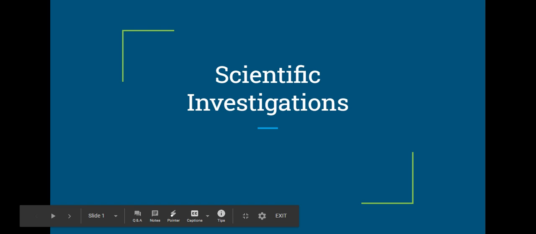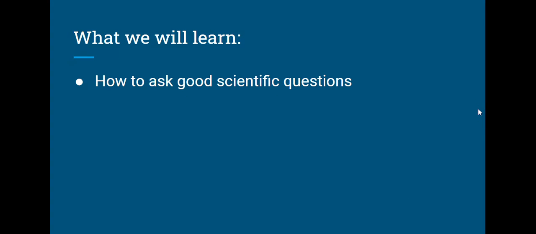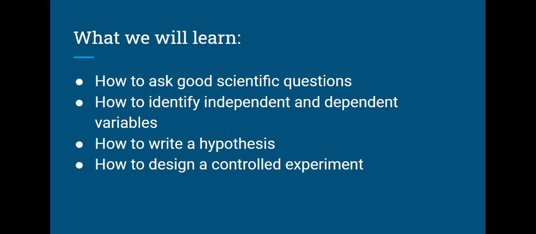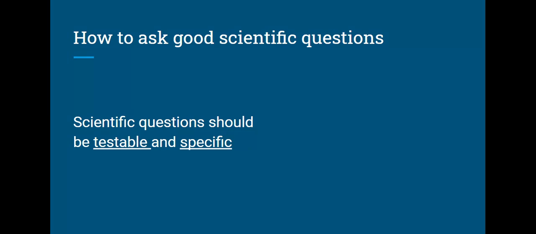All right, I'm going to talk to you guys about scientific investigations today, and I'm going to cover a few things. First one is how to ask good scientific questions. We're also going to look at how to identify the independent and dependent variables, which is super important and is helpful when you get to graphing your data as well, which we'll talk about later. How to write a hypothesis, and finally, how to design a controlled experiment.